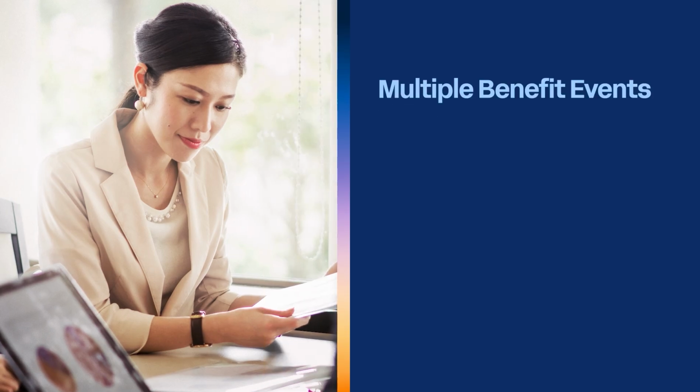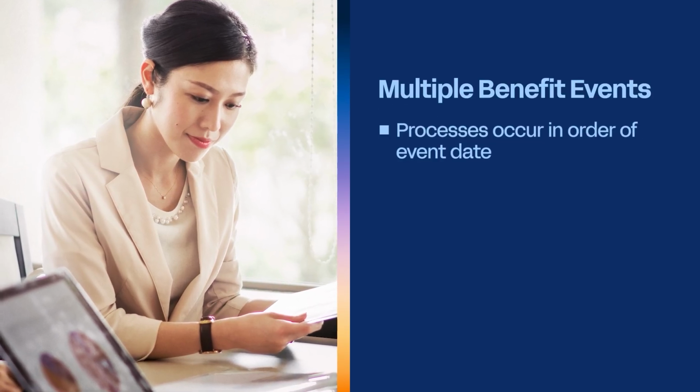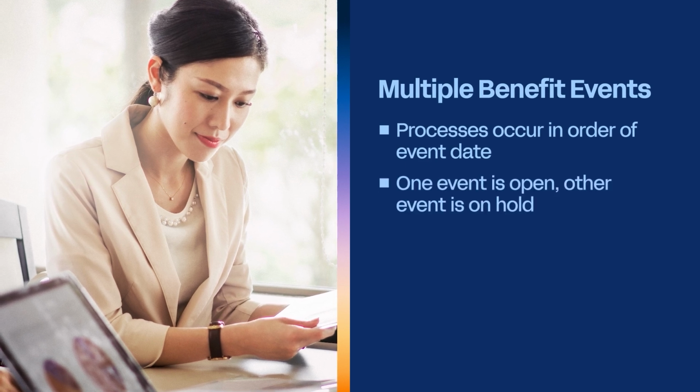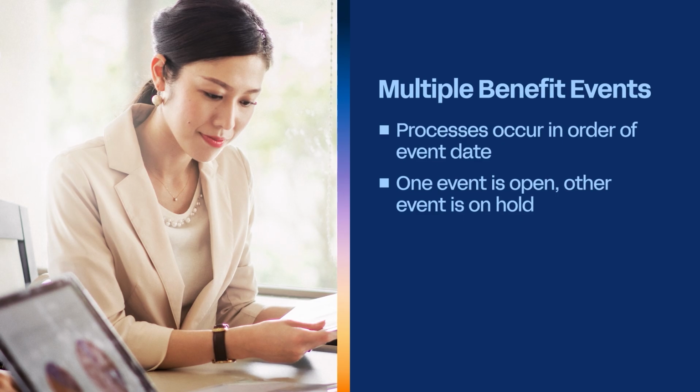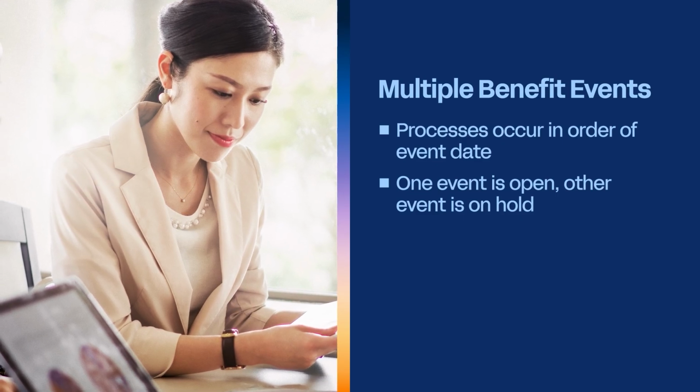Workday processes the events in chronological order, so that the employee enrolls in benefits in the order they incur based on the event date. When coordinating multiple events, there are a few important things to consider. First, when there are two or more benefit events in the system, all benefit events will process in order of event date. If more than one event is open simultaneously, but they have different event dates, the earliest entered event processes first. All the following events are temporarily put on hold.